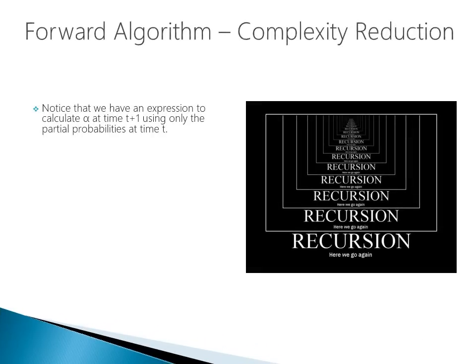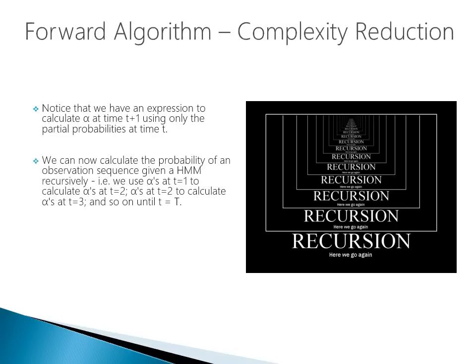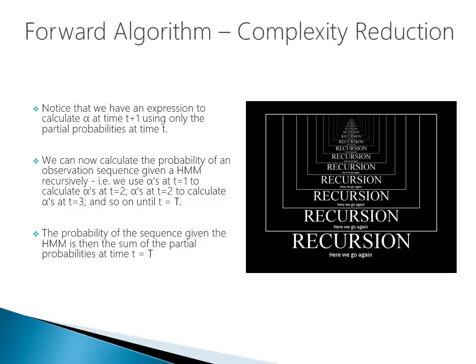Notice that we have an expression to calculate alpha at time t plus 1 using only partial probabilities at time t. We can now calculate the probability of an observation sequence given a hidden Markov model recursively. For example, we use alphas at t equals 1 to calculate alphas at t equals 2, alphas at t equals 2 to calculate alphas at t equals 3, and so on until t reaches the full amount of time, capital T. The probability of the sequence given the hidden Markov model is then the sum of these partial probabilities at time t equals T. And we had talked about this before.